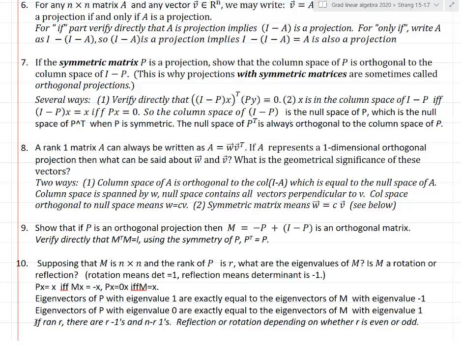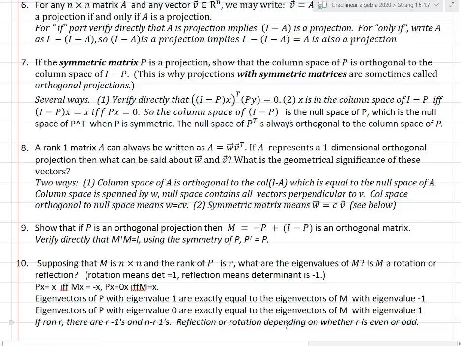All right. So if the rank of P is r, that means I would have r eigenvectors with eigenvalue 1. And that means there are r minus 1s. Right? So whether M is a reflection or not depends on the determinant of M. And you can think if there are r minus 1s, then the determinant is minus 1 to the r. Okay, so if r is even, then the determinant is 1. If r is odd, the determinant is minus 1. So that will determine whether M is a rotation or reflection.